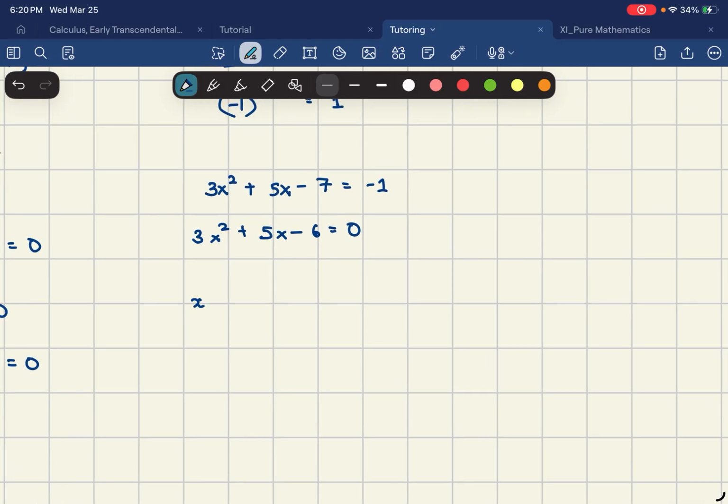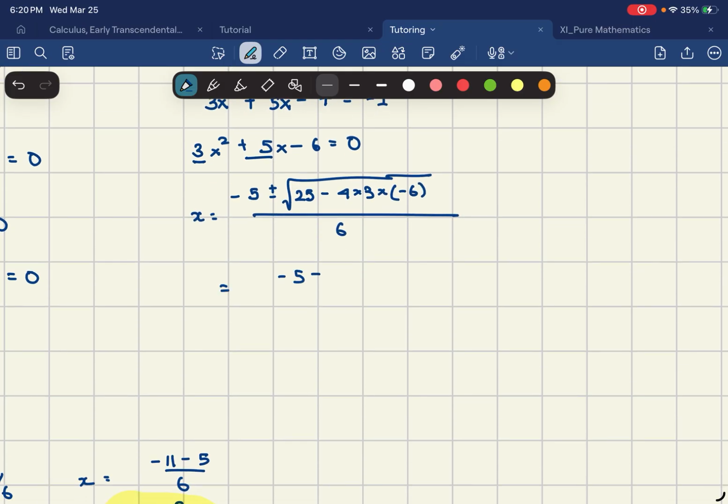The quadratic formula we have discussed previously tells me I take the negative of the coefficient of my x term, so minus b, plus or minus the square root of b squared. 5 squared is 25, minus 4 times a, which is 3, times c, which is negative 6, all over 2 times 3, which is 6. All right. So minus 5 plus or minus the square root of 25 minus 4. So you just want to do it in the brackets: 4 times 3 times negative 6. And when you do that, you get square root of 97 divided by 6.